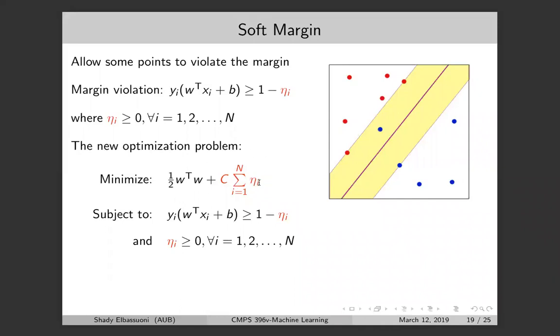I want to minimize the amount of violation, and now I allow violation in the constraints. Before it was strictly 1, now it's 1 minus eta i. So some points would have this greater than or equal to 1 when eta is equal to 0, and for some points, they would cross the margin. Okay?